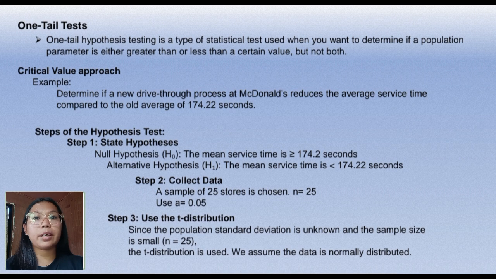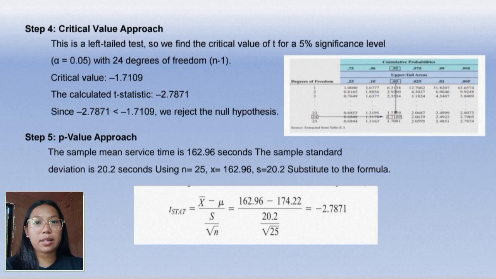Step 3: we use the t distribution, since the population standard deviation is unknown and the sample size is small, which is 25. So the t distribution would be used. We assume that the data is normally distributed.